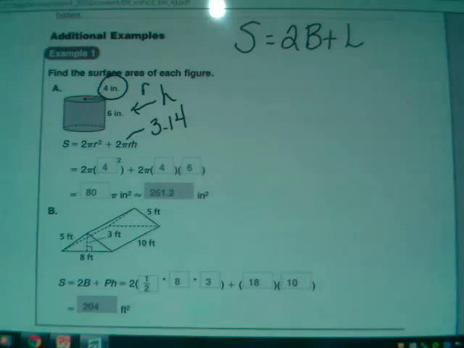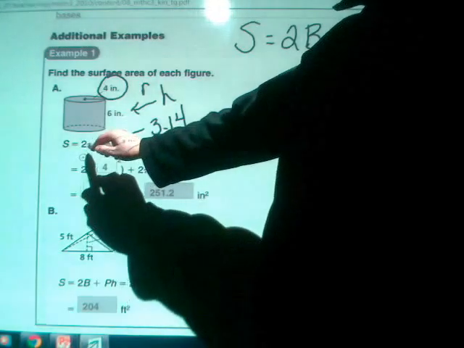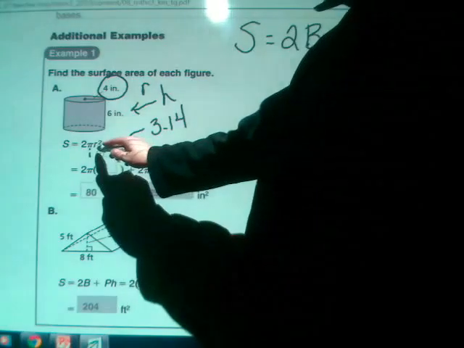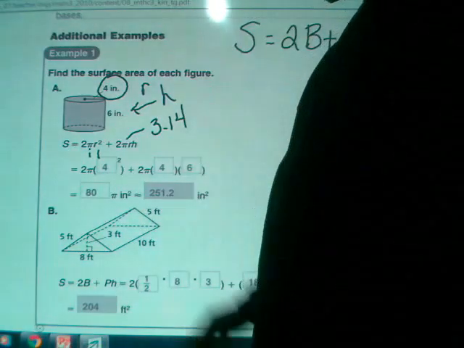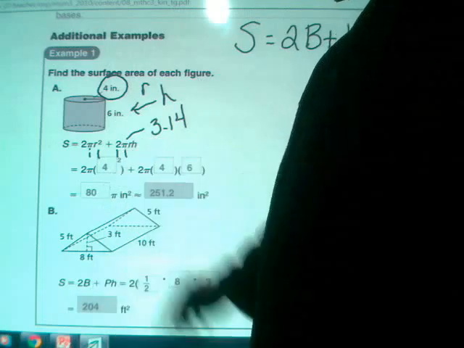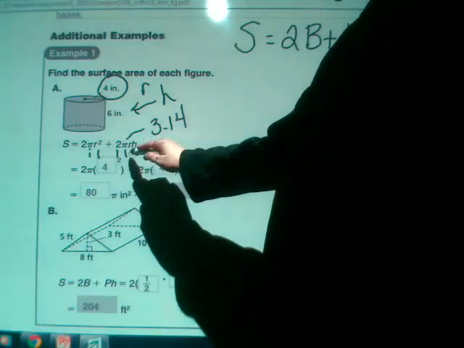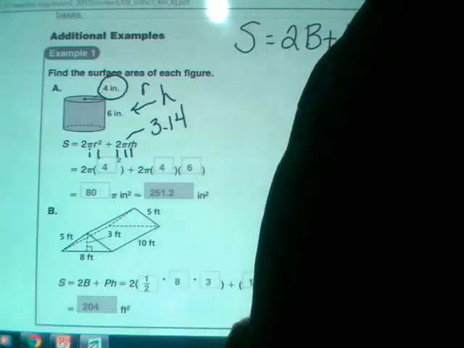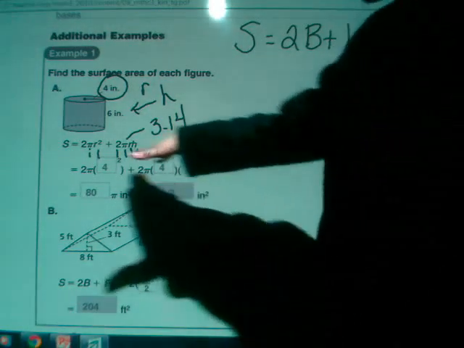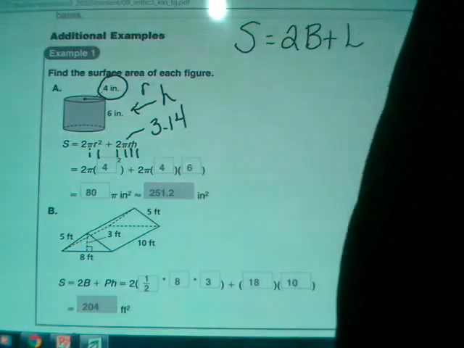All right, so we have r, we have h. Let's plug in some numbers. All right, we've got 2, which is part of the formula, times pi, which is 3.14, times the r number squared, 4 squared, plus 2, part of the formula, times pi, which is 3.14, times the r number, which is 4, times the height, which is 6, which is what you can see they're doing right here.